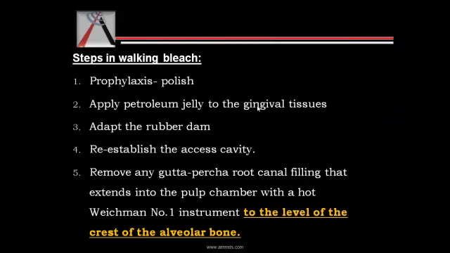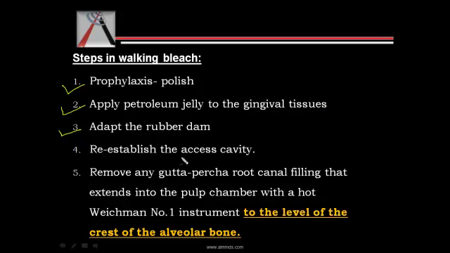Now, how is the walking bleach placed in the tooth? Herein we see the steps in the placement of the walking bleach. The first step is prophylaxis and polishing of the tooth. After the prophylaxis, petroleum jelly is applied to the gingival tissues to protect them from the caustic effect of the bleaching agent. After that, we adapt the rubber dam for isolation.